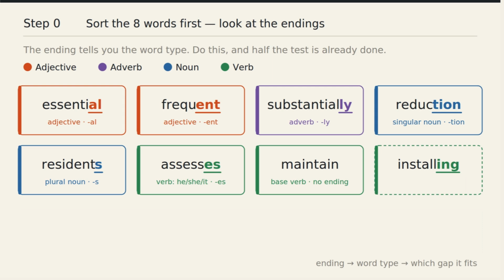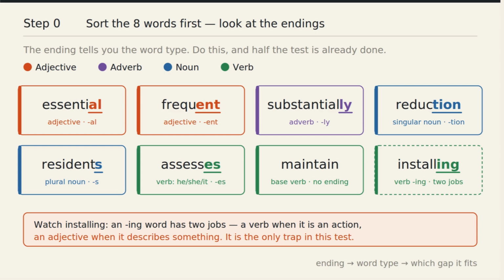This one is interesting. It's an ing word, so it could be a verb, or depending on the sentence, it could work like an adjective. Remember what we just talked about? Is it describing something? Or is it showing an action? Great. 8 words and 4 basic word types. And that took us about 20 seconds. And look at that. Half the job is already done.